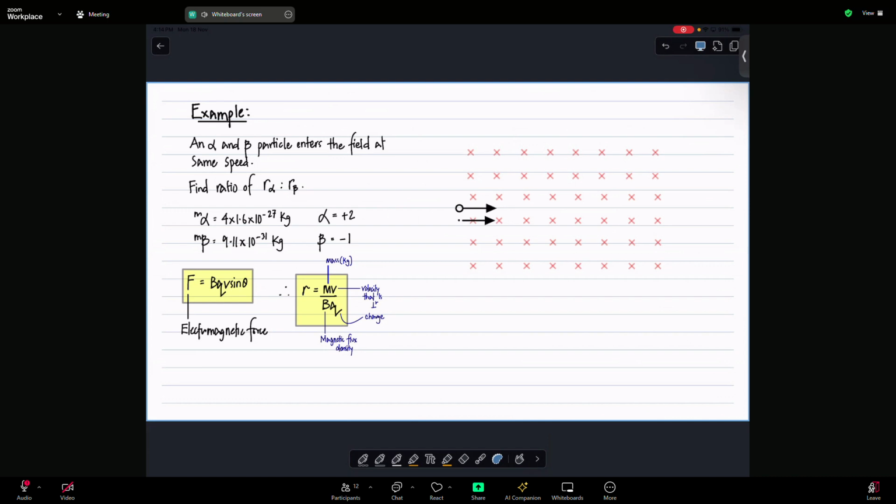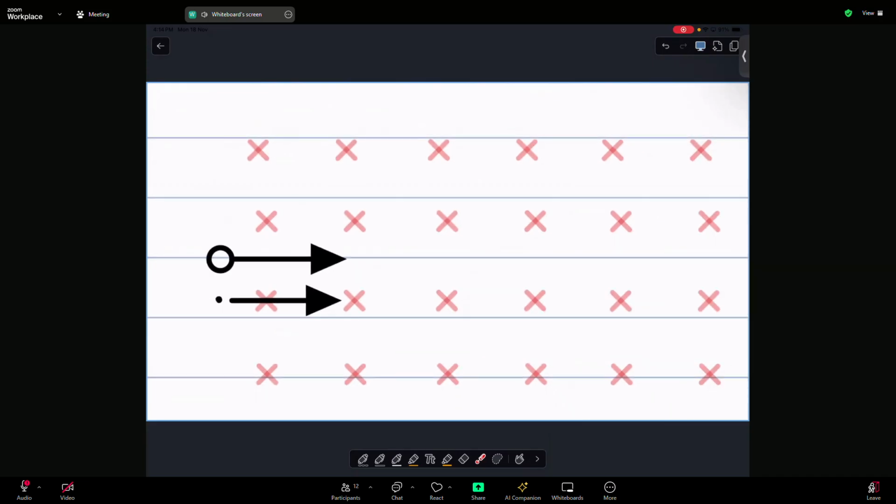Question: I think I told you maybe that the alpha particle will enter and bend one way. Can you tell me which way the alpha particle bends here? Let's start with that first.